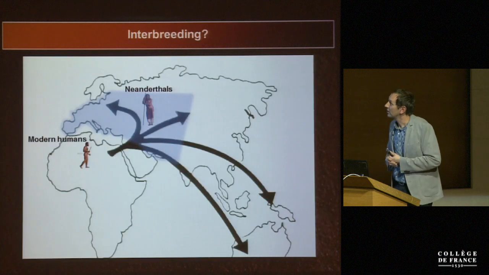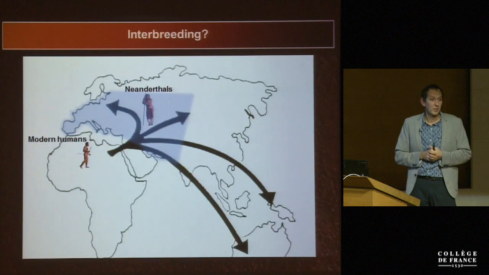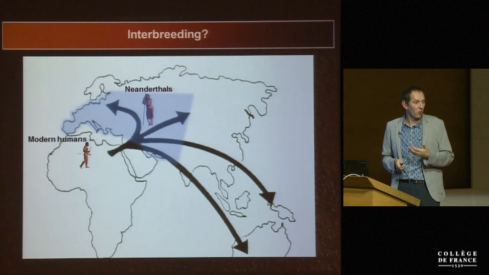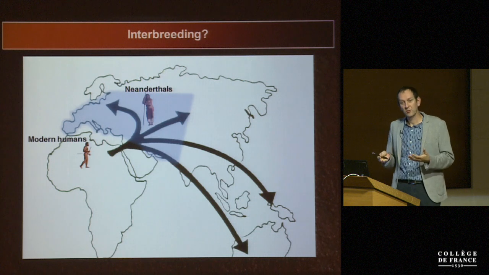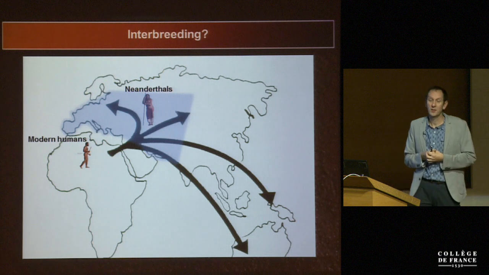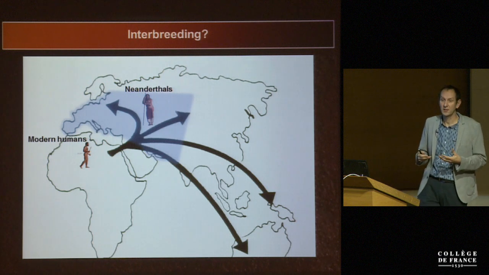The second big question, again, was this question of interbreeding, because previous evidence, before that data was available, pointed to no admixture based on just mitochondrial results. I think the mainstream idea back in 2010 was that there was just a complete replacement of Neanderthals by modern humans.